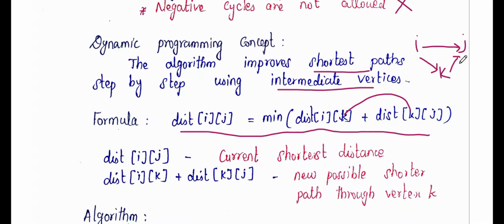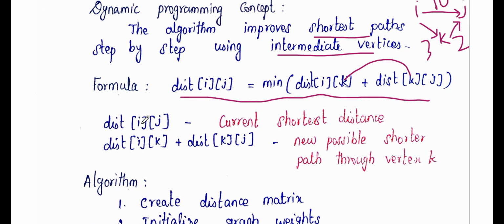For example, if the direct edge distance is 10, but here the edges are 3 and 2, total 5. Which one is minimum? The 5 is minimum, so use that shortest path. That is the concept behind this formula. So ij is the current shortest distance, and we update it with the intermediate vertex.